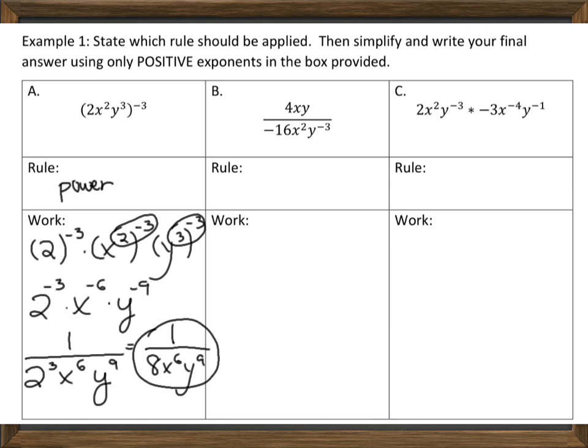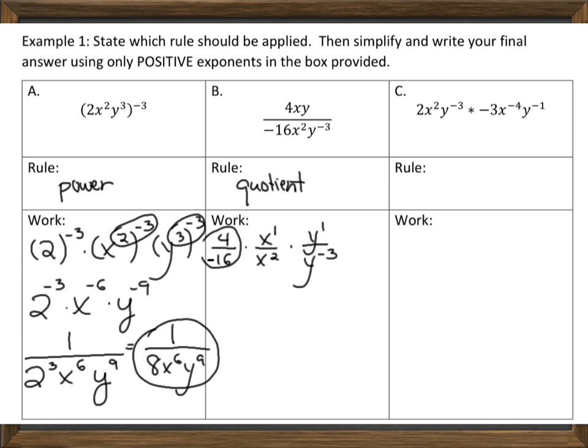So we have 4xy divided by negative 16x squared y to the negative third. Pause this video and jot down what rule are we going to use? Product, quotient, or power? If you said the quotient rule, then you were correct. So remember, one way to help yourself with these problems is to write it as a series of fractions. So we have 4 over negative 16 times x over x squared, or x to the first over x squared, times y, or y to the first power, divided by y to the negative third power.